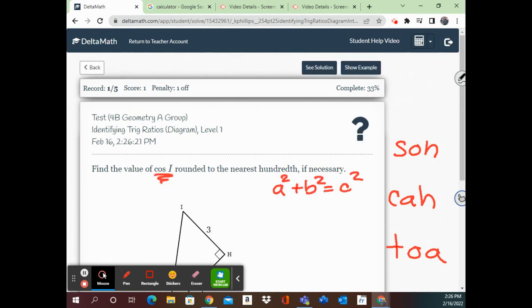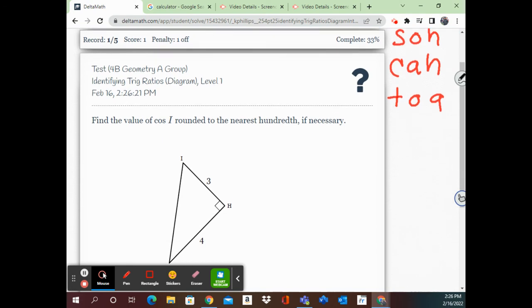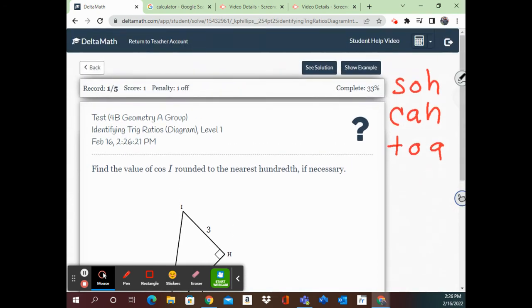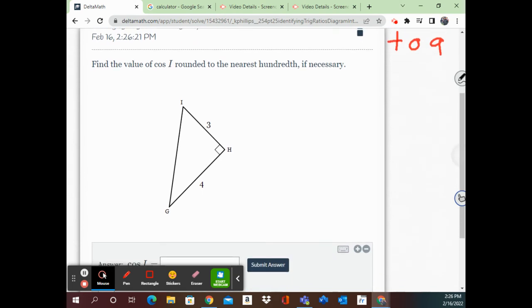All right, let's do one more for clarity's sake. All right, so for this particular problem, it's asking for the cosine of angle I. So you see SOH-CAH-TOA, so cosine is adjacent over hypotenuse, right? And so we got cosine of I. So this is our angle. This is hypotenuse, and this is adjacent, right? So I see 3 and 4.